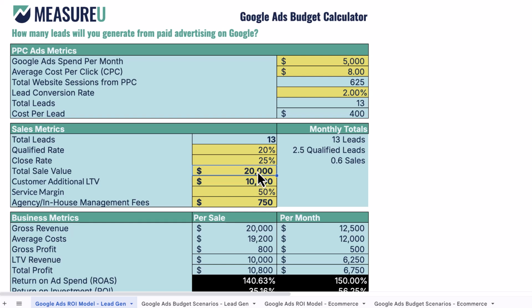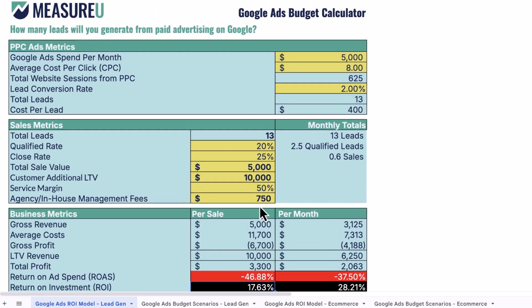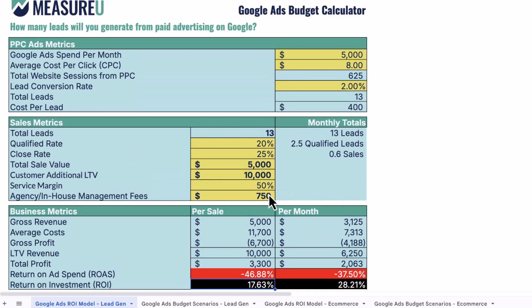So I have this book called Service Stacking, and it's like if you sell a $5,000 deal, then usually the additional lifetime value is about double that, so $10,000. And in this case, it's not going to work yet, but when you add in lifetime value, it does. It is profitable, not super profitable. It's not going to make your organization inspired by seeing a 17% return, but at least it shows you that ads could potentially work.